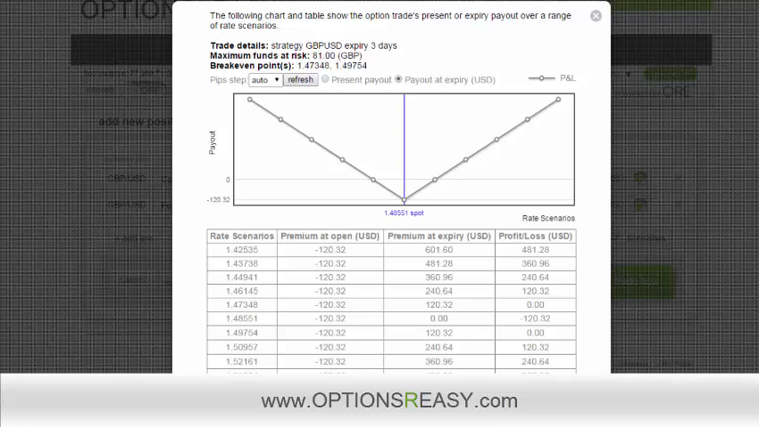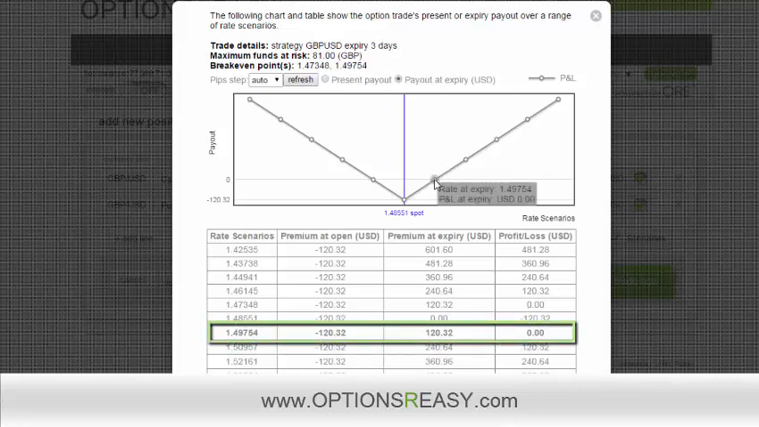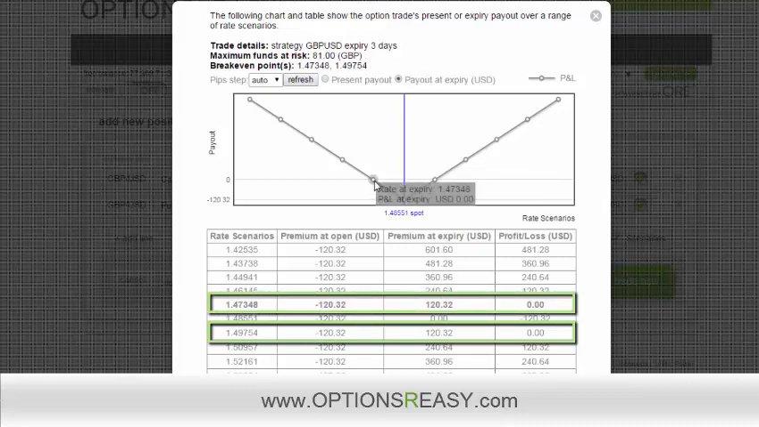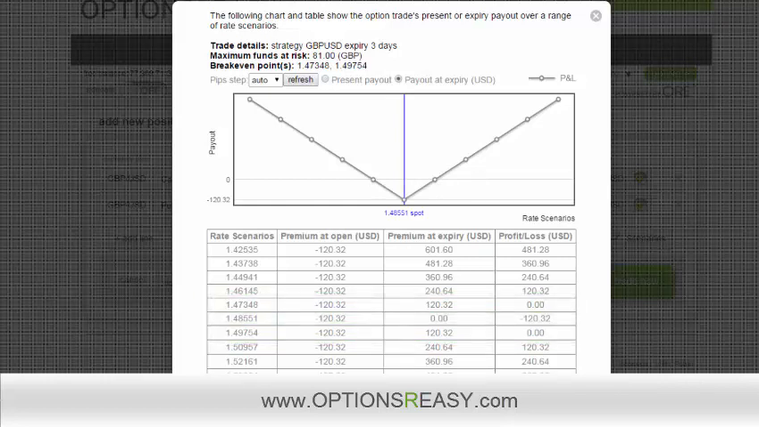The break-even points are the points that land on the zero line of the chart, or the rates that give zero profit or loss in the table underneath. If sterling US dollar does not pass these points by expiry, then the strategy will create a loss. This loss is limited to the premium paid for the strategy. In this case, that's around $120. And this maximum loss will only occur if sterling dollar expires at 148.55.